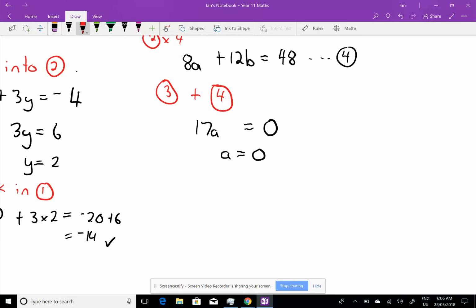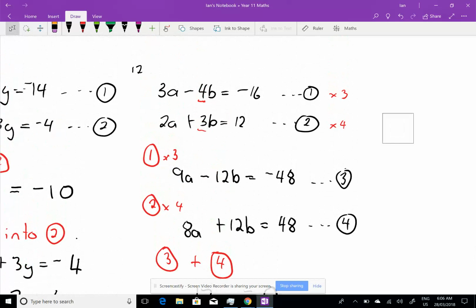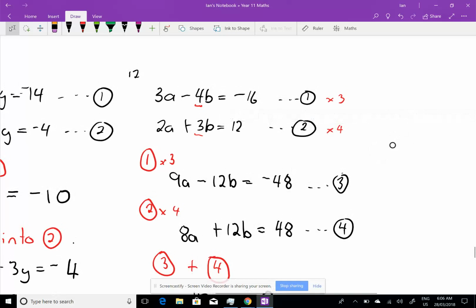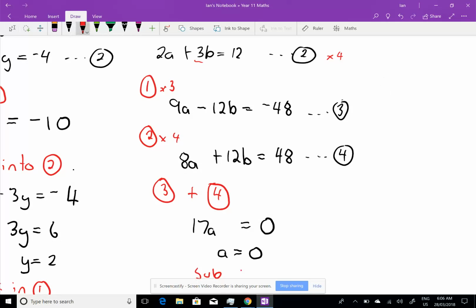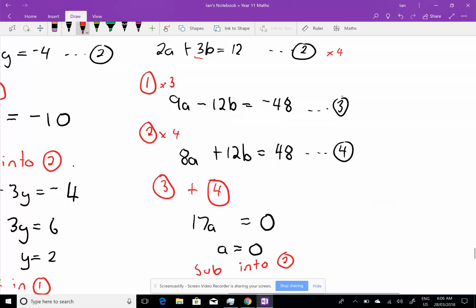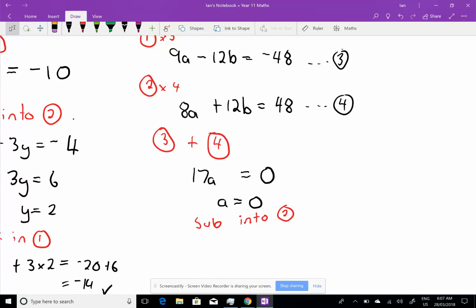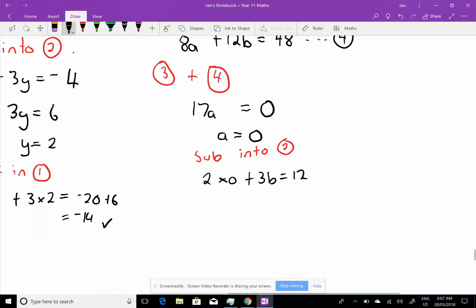I have to go back to one of the original equations. I'm going to sub that into equation number 2. Equation number 2 was 2a plus 3b equals 12. So 2 times 0 plus 3b equals 12. Well, that gives me 3b equals 12. Therefore, I get b equals 4.